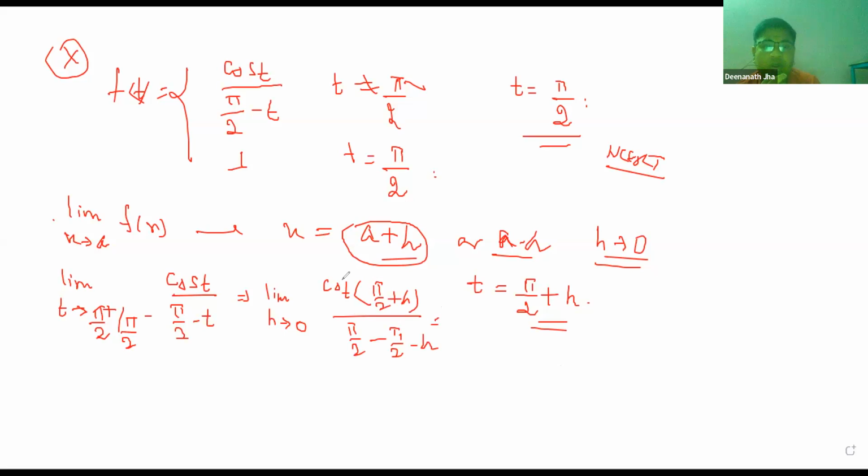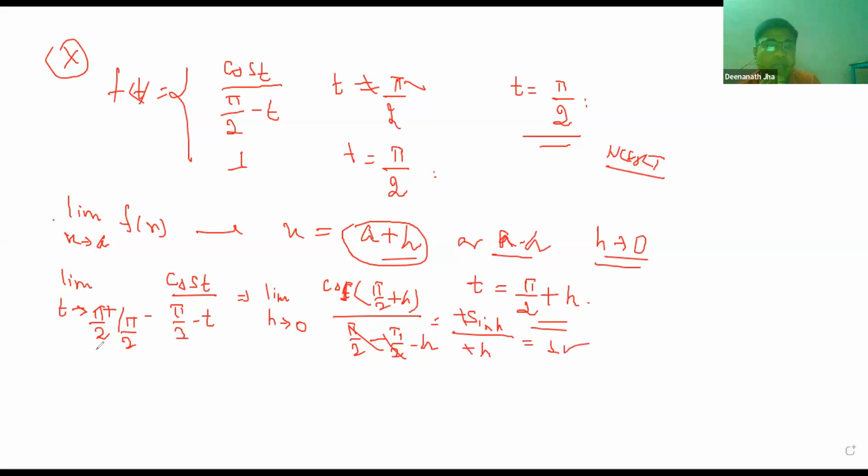Can you tell me cos? This is cos, not cos. This is cos of pi by 2 plus h. It will be minus sin h. Minus sin h divided by pi by 2 minus h, so that it will be 1. Any problem?